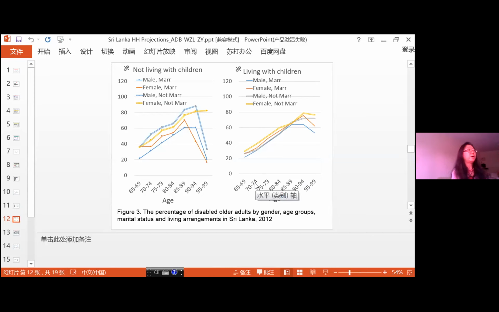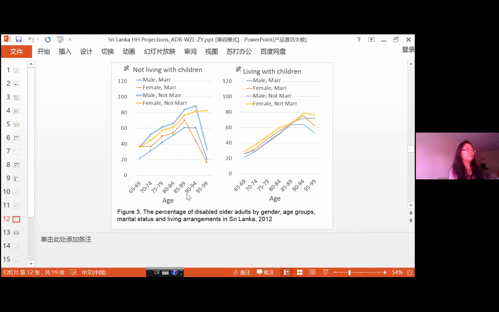Here is our analysis of the percentage of disabled adults by gender, age groups, and marital status. We can see that among the elderly who are not married, there is a much higher percentage of disability than among those who are married. The left side is for elderly not living with children, and the blue line is for the males. The dashed line is not married, and the solid line is married. So we can see that males who don't have a spouse living together have a much higher percentage of being disabled than the males who are married.